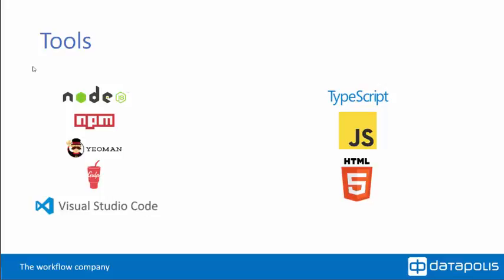Gulp is a build tool. Gulp helps you build your project, build your JavaScripts to change them like you need. For example, minify, put the files in the right places, merge, etc. And last, Visual Studio Code. It's just an editor. You may use any editor you would like. It's not meant to be Visual Studio. It can be any other editor like WebStorm or Atom. It's just up to you.